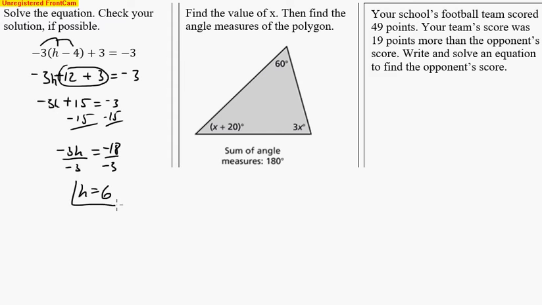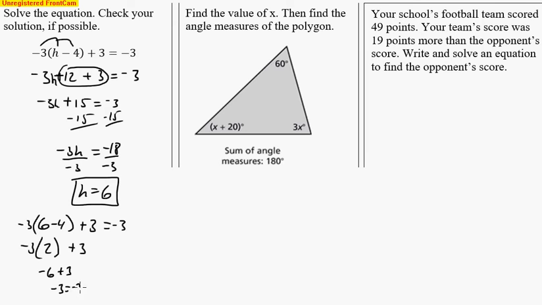So I'll check the solution real quick, see if it works. So negative 3 multiplied by 6 minus 4, and then I add the 3, and it should equal negative 3. Let's see if it does. So negative 3 times 2 plus 3, so this makes negative 6 plus 3, and when they're opposite signs, I do subtract, and yes, they do equal each other, so they do check out.